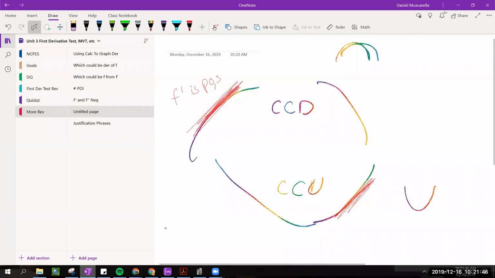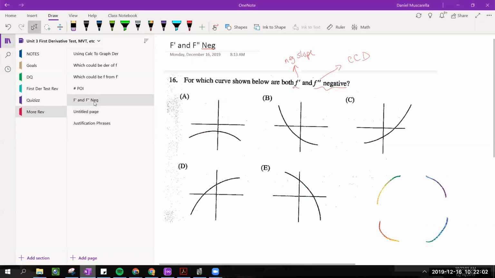Okay. So if the first derivative is positive, that means that it'll be increasing? Well, it depends, because the first derivative could be positive and concave down, or the first derivative could be positive and concave up. Let's look at one like this, because sometimes you might have a question that says, for which curve are both f prime and f double prime negative. So you want the second derivative to be negative, which means it's concave down, and you want the slope to be negative because that's the f prime part.